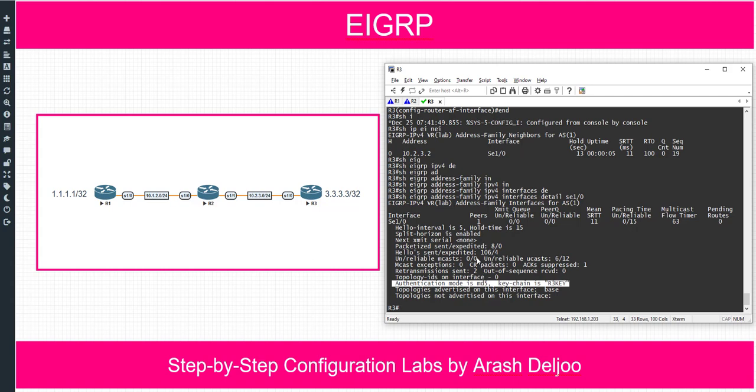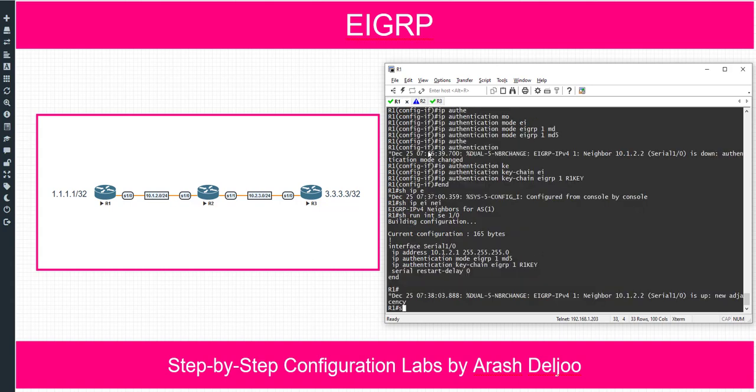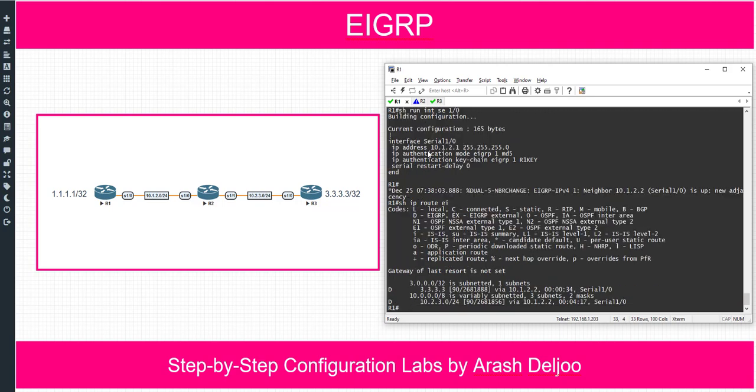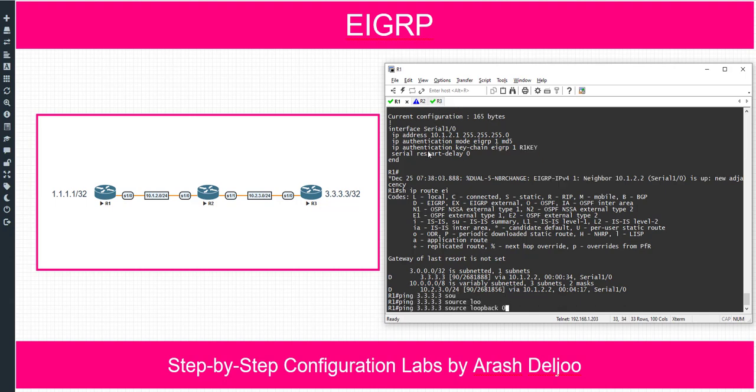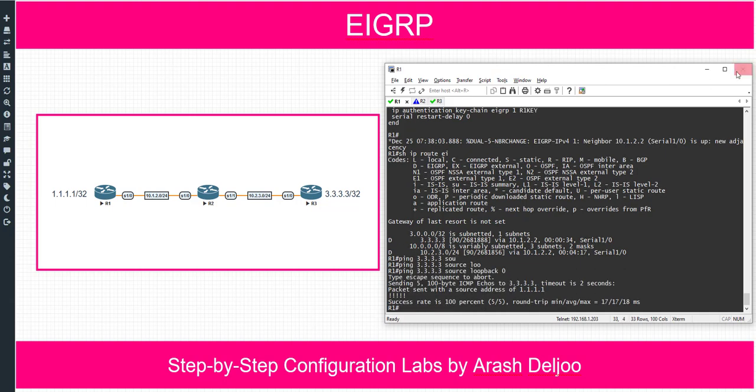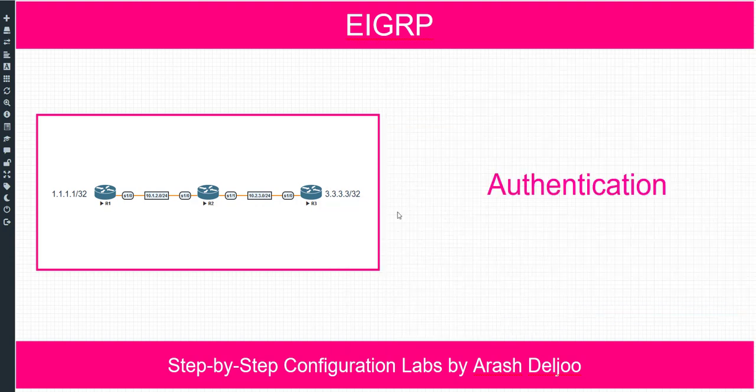So easy. And in R1, again, show IP route can show us that we have connectivity to the quad 3, the loopback of router 3. Ping quad 3 source loopback 0. Because of that, now we can configure EIGRP authentication for both the classic configuration and also the named configuration.